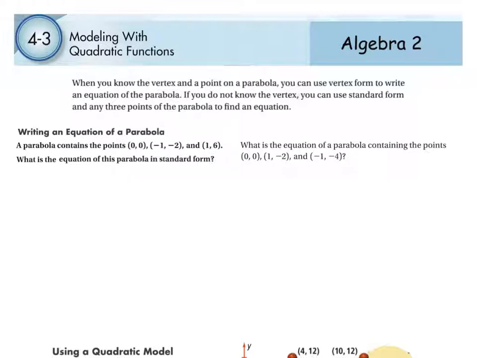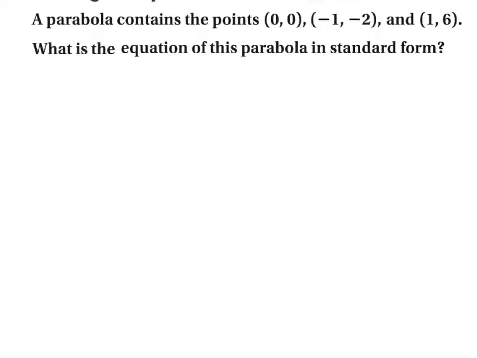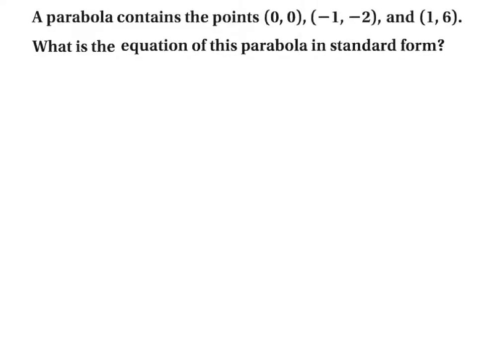So looking at number 1, your first example here. We know that a parabola contains those 3 points. We want to know what is the equation of the parabola in standard form. So the very first thing you should do is write down what standard form is. It is y equals ax squared plus bx plus c. That is standard form. So in order to write this equation, we need to find out what a, b, and c are.